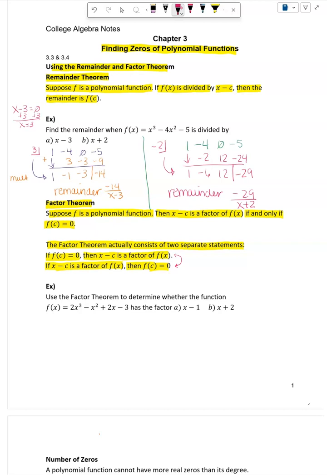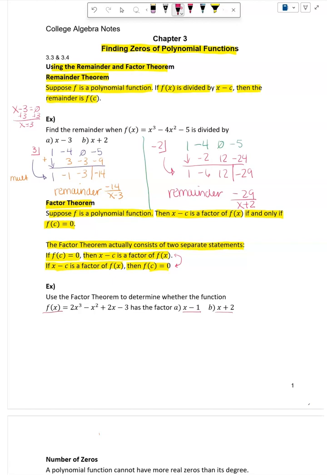Okay. So what this is asking is if we divide f of x by x minus 1, if it gives us a 0 remainder, then this is a factor. And if we divide it by x plus 2 and it gives us a 0 remainder, then x plus 2 is a factor. Okay, so that's what we're shooting for, is a 0 remainder.